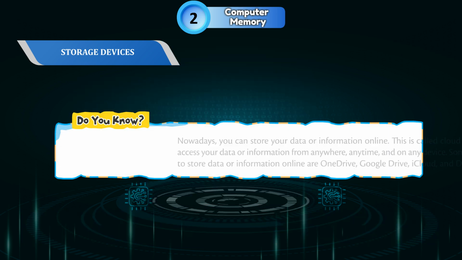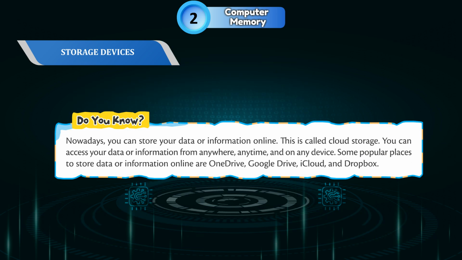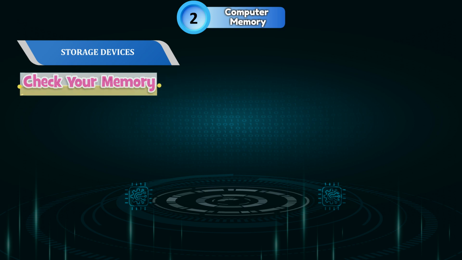Do you know? Nowadays, you can store your data or information online. This is called cloud storage. You can access your data or information from anywhere, anytime, and on any device. Some popular places to store data or information online are OneDrive, Google Drive, iCloud, and Dropbox.